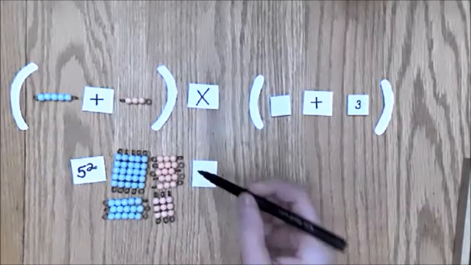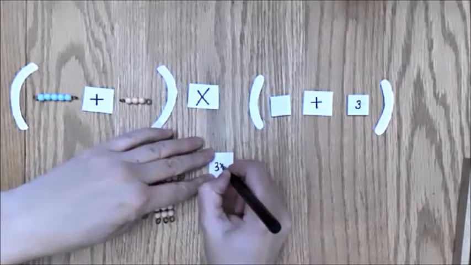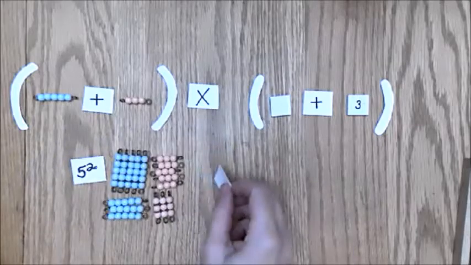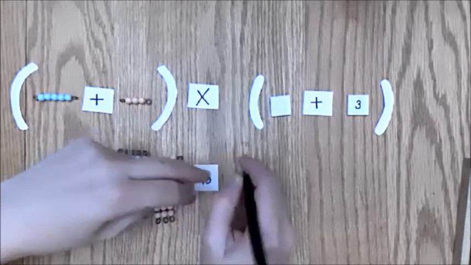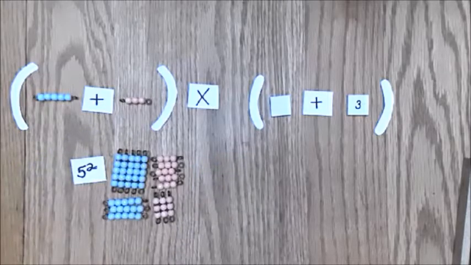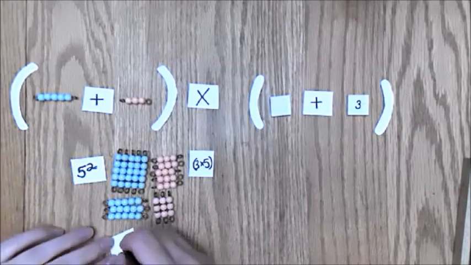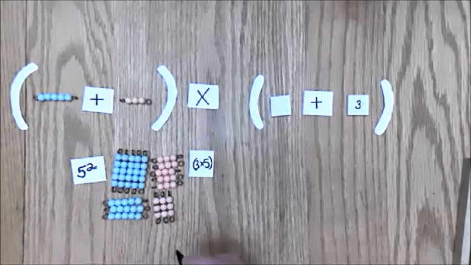Okay, so what we have here is 3 times 5. And we know the value of 3 times 5. 15. Okay, now we've got this one down here. This is the 5 bar taken 3 times. 5 times 3. We know what the value of 5 times 3 is. 15.